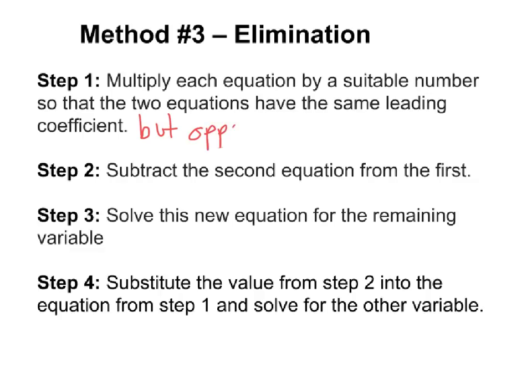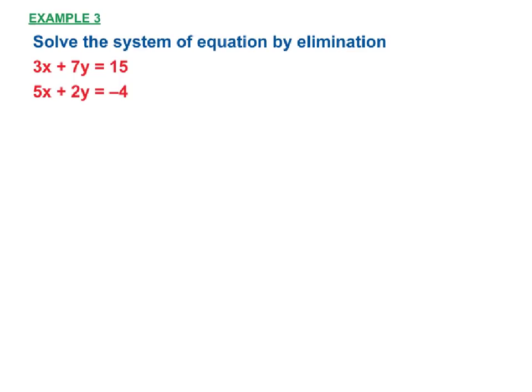We want them to be opposites, meaning we want something like 2x and negative 2x. What happens when I have a 2x and negative 2x? Those equal 0. So we want to eliminate them by making them something equal to 0. Subtract the second equation from the first and solve the new equation for the remaining variable. So if I have that, I'm only going to have one variable left. Substitute the value from step 2 into the equation from step 1 and solve for the other variable. You should be pausing these and writing these down just to make sure you have them.